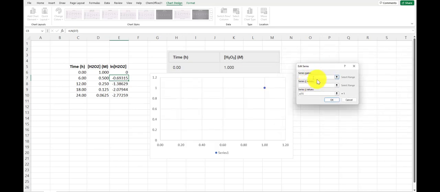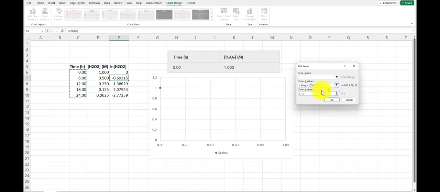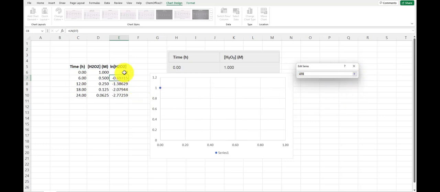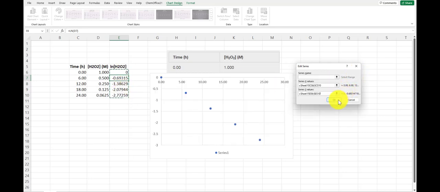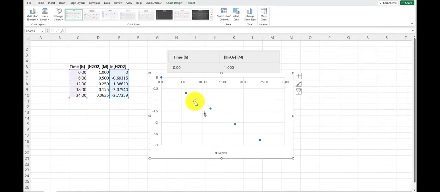That's going to give me this new box. And I'm going to click this arrow button under series X values. I'm going to use that to highlight what I want on my x-axis. I want all of those time values. I will push the down arrow. That'll allow me to populate now the series Y values, which we computed as the natural log there. Now I will click OK. I don't really care about a series name right now. I'll click OK again, and I'm left with a plot that looks like this.